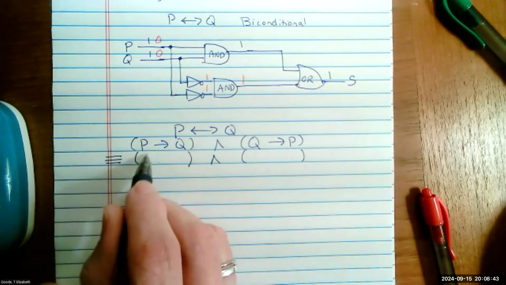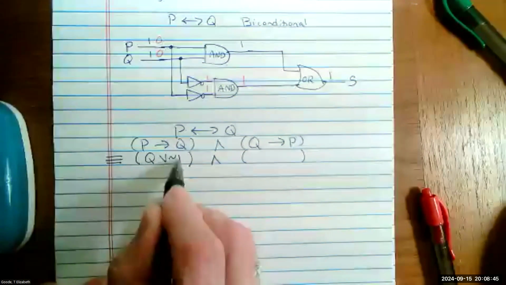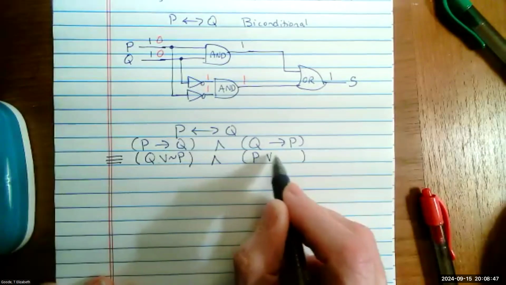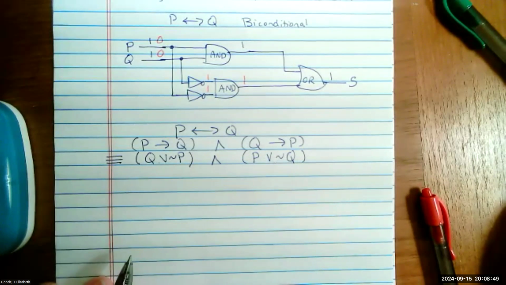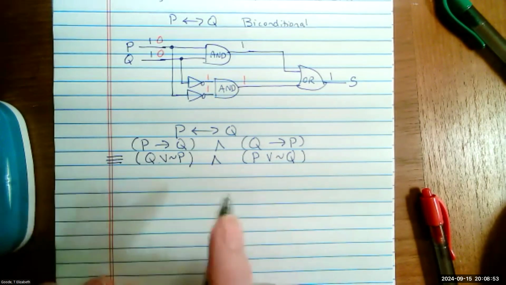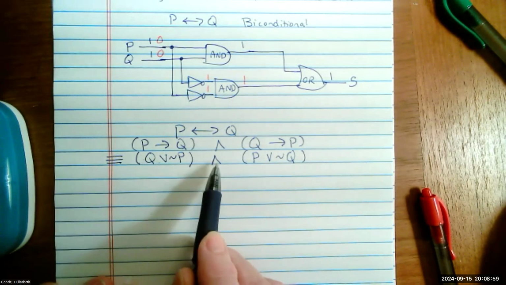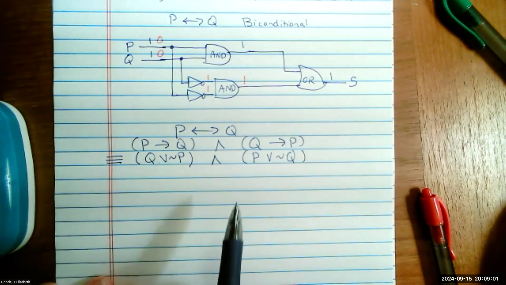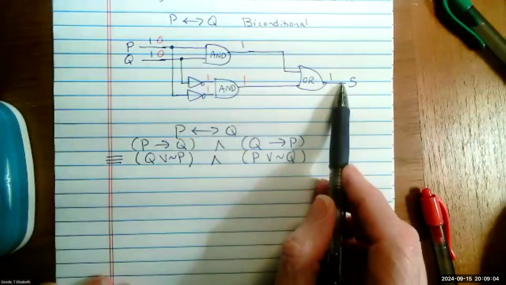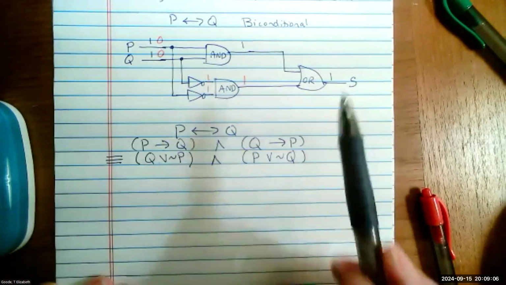It's Q or not P, and P or not Q. So you could actually build the circuit for this, where the AND would be the last gate. But this is the intuitive way to do it.